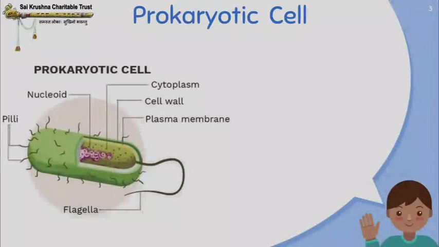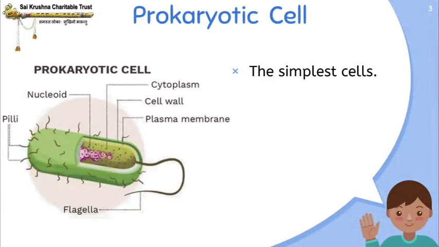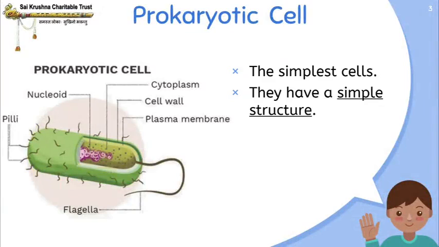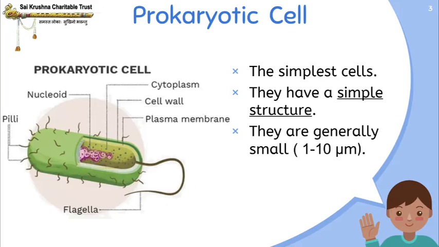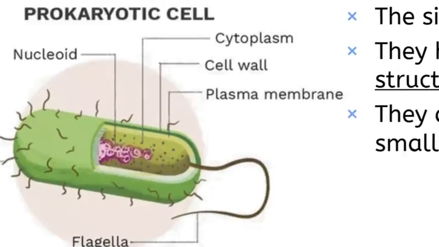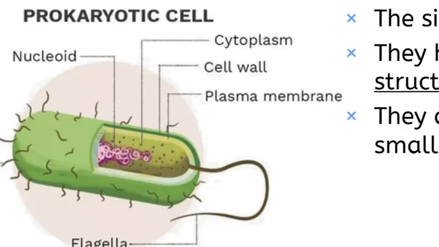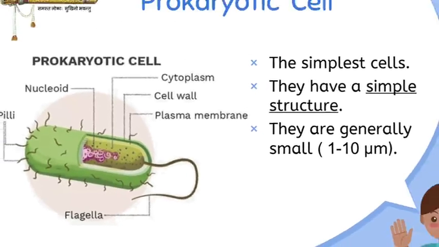What are prokaryotic cells? Prokaryotic cells are the simplest cells. In this diagram, we have a prokaryotic cell. Look at the structure of this cell. It is very simple. They are generally small, between 1 to 10 micrometers. So, they are very small compared to the eukaryotic cells, and they have a very simple structure. You can see over here, this is the structure of a prokaryotic cell.